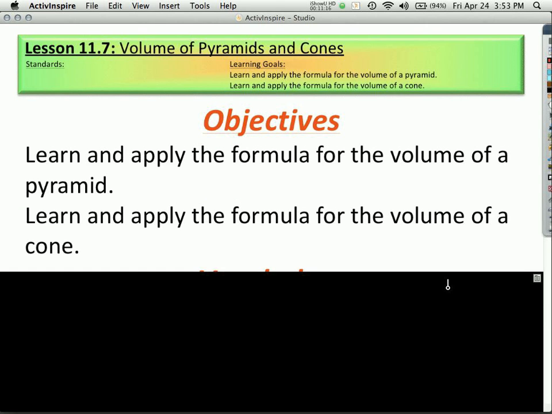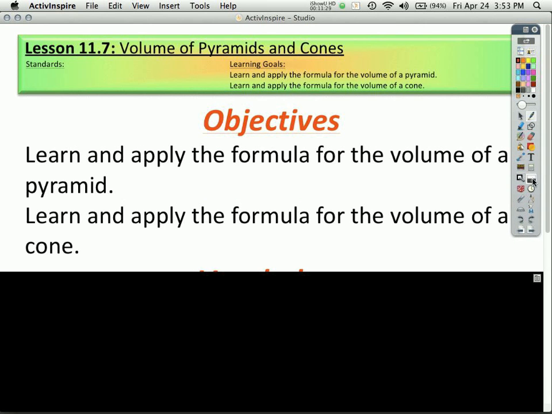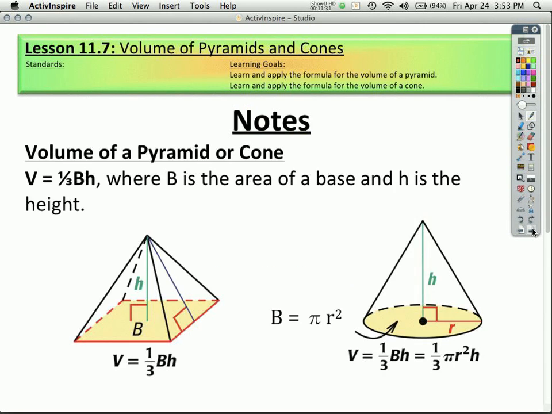So, our objectives are to be able to work with the formulas for pyramid and cone. And again, we're talking about volume. So, what are the formulas? Well, we're going to use almost the exact same thing we used for prisms and cylinders, except one difference.